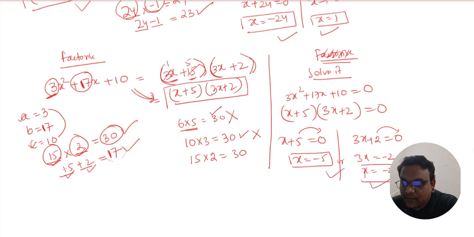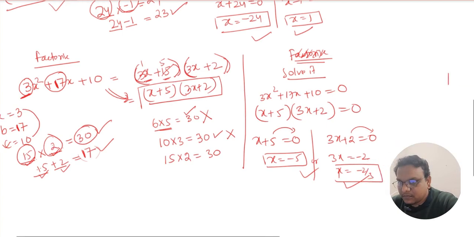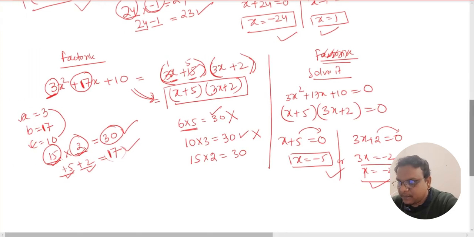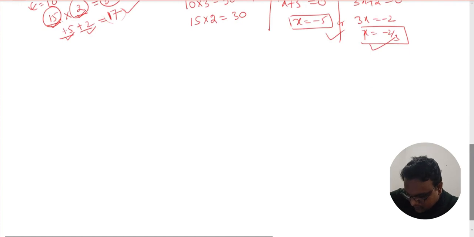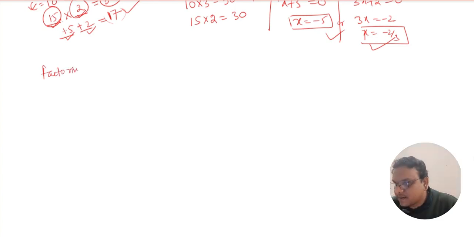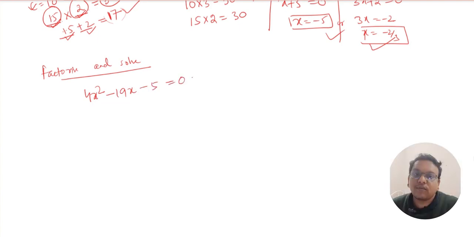Okay, so let me give one more example. Let me make a space for this. Yes, one more example I'll give you. Let's take an example of this one. Factorize and solve it. The question is given, that is 4x squared minus 19x minus 5 is equal to 0. So you have to first factorize, then solve it.